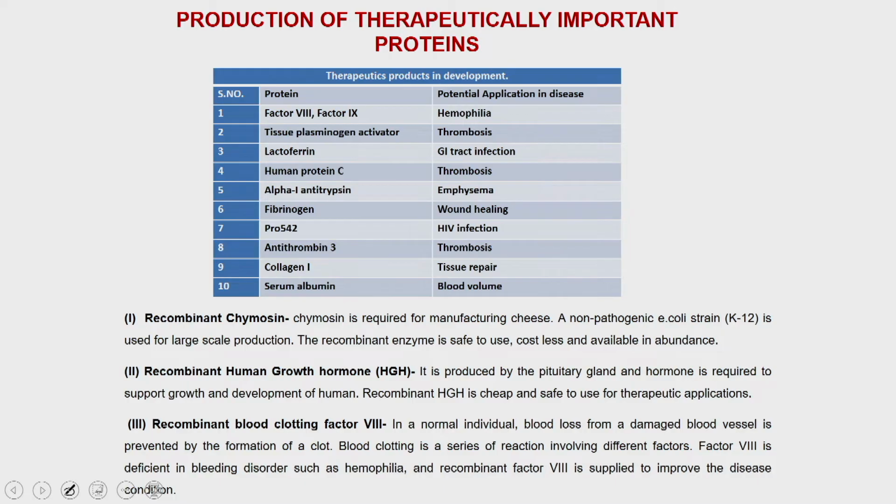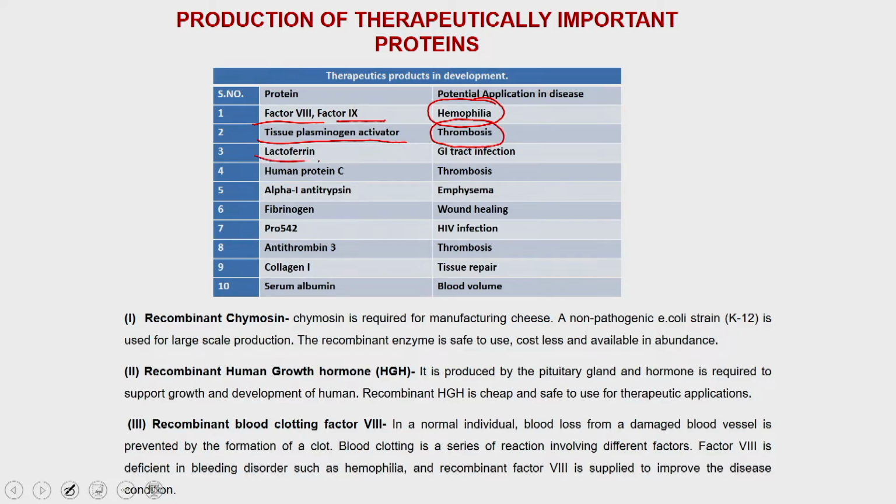The list of therapeutic proteins which are being produced, and which are in circulation to be used for overcoming disease conditions, is very exhaustive. This is a simple list with classical examples. You have factor 8 and factor 9. Both of these factors are required for blood clotting, so they work in the case of hemophilia. Then you have the tissue plasminogen activator, which also works in the case of thrombosis.